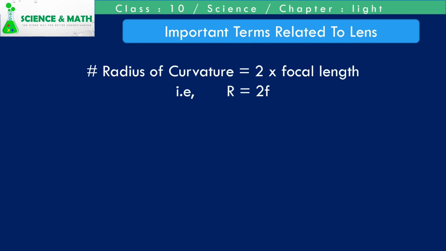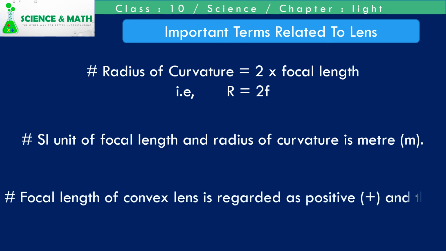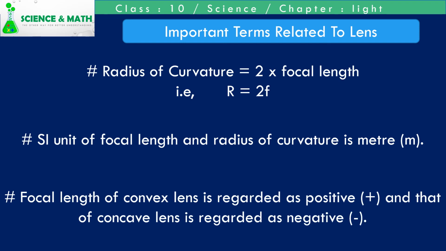Radius of curvature is 2 times the focal length, that is, capital R is equal to 2f. SI unit of focal length and radius of curvature is meter, denoted by small letter m. Focal length of a convex lens is regarded as positive and that of a concave lens is regarded as negative.